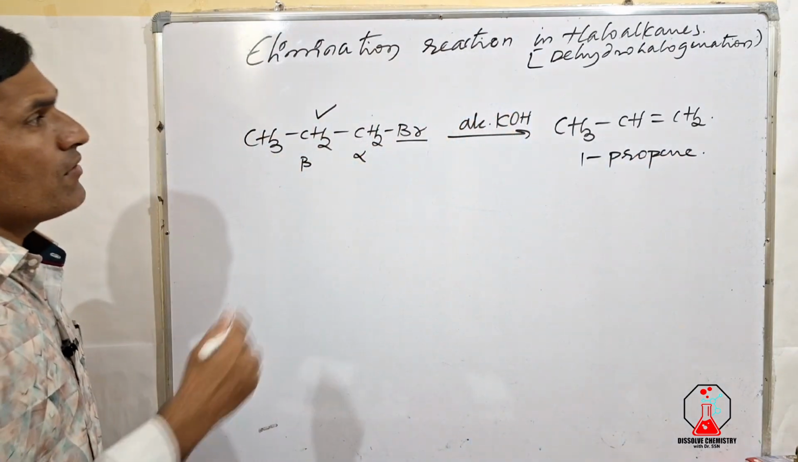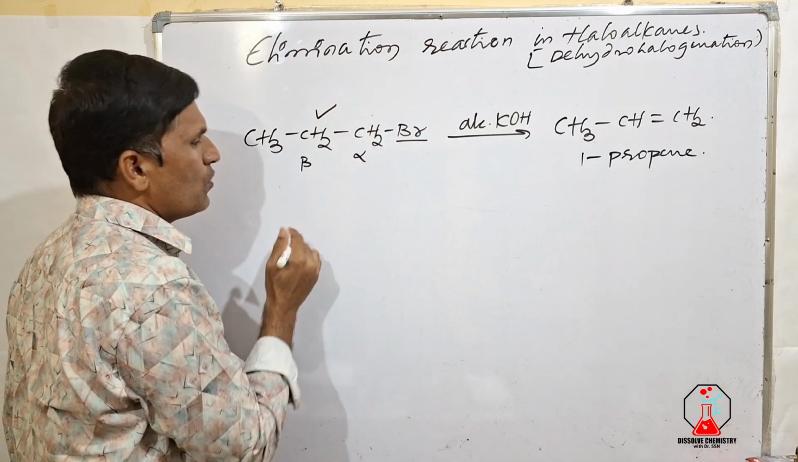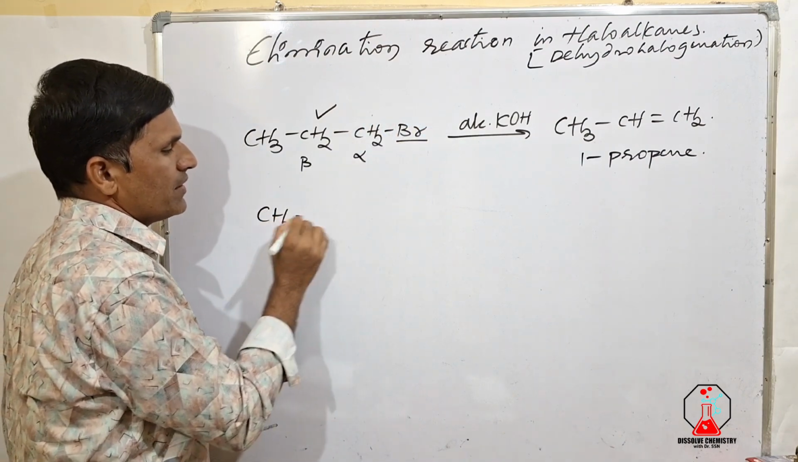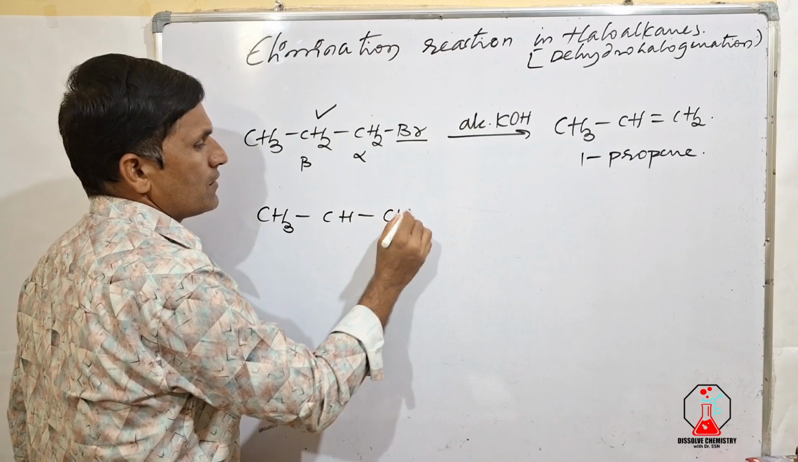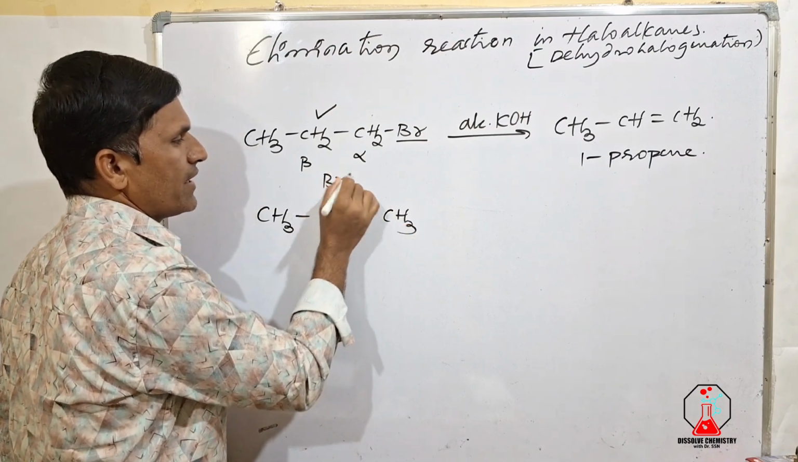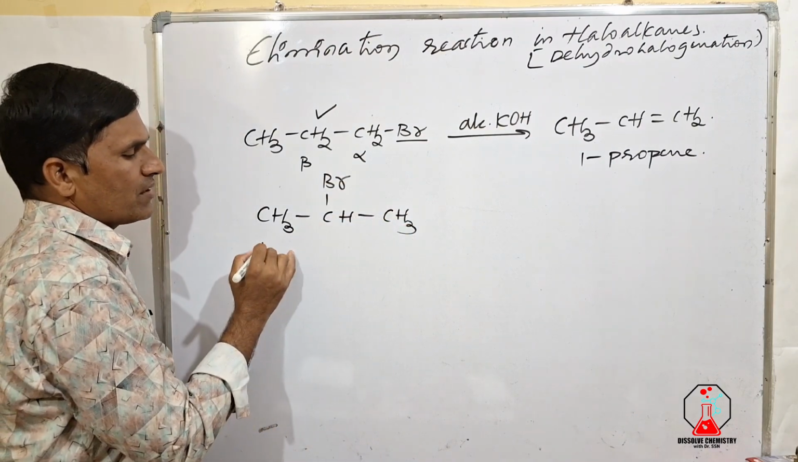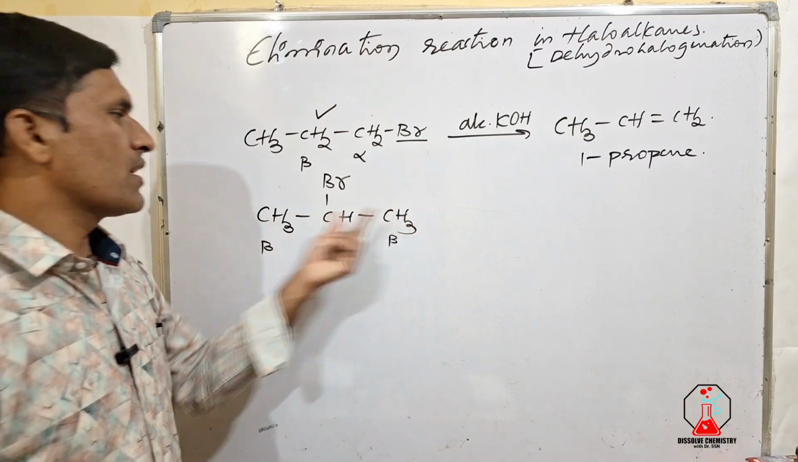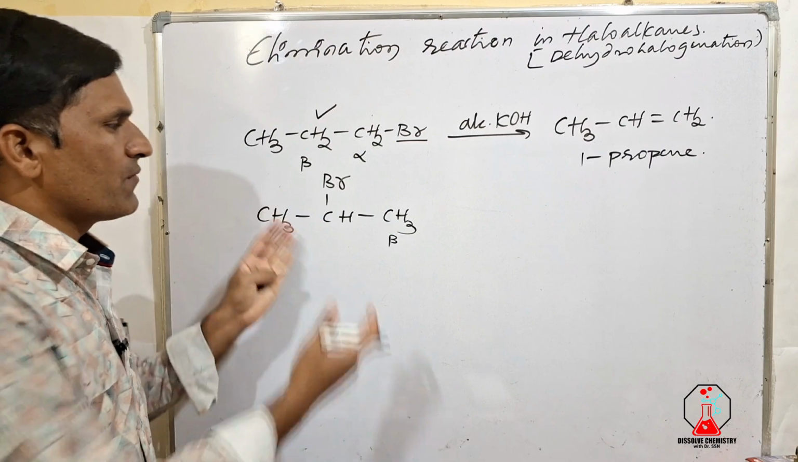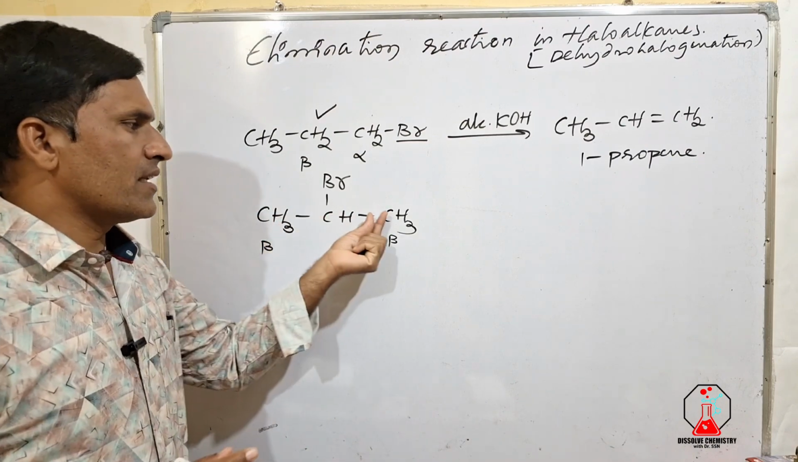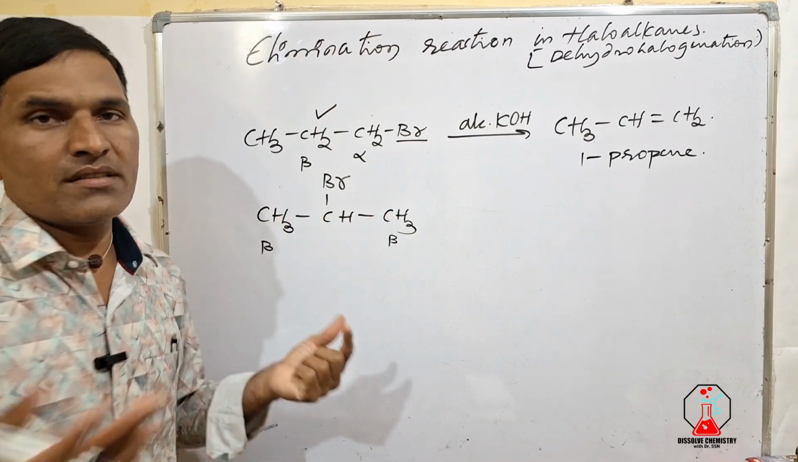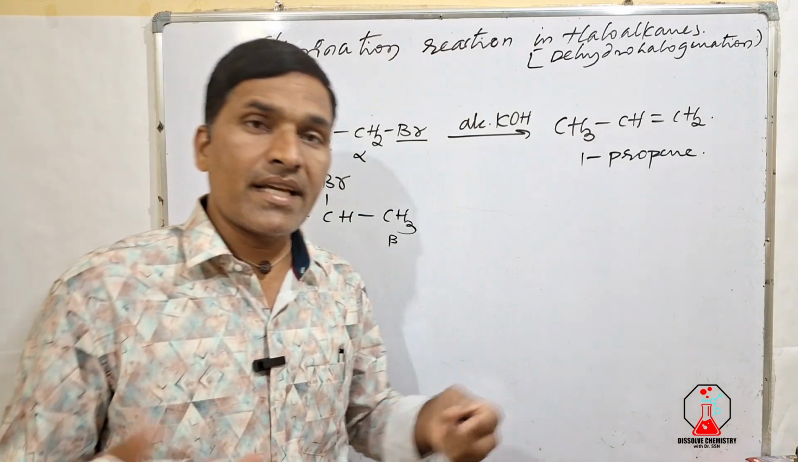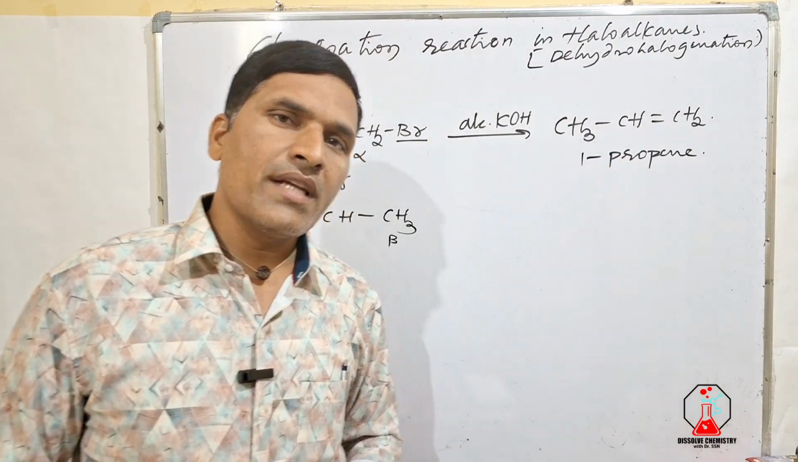Now if the bromo group is, for example, on CH3CHBrCH3, there are two beta carbon atoms, and both contain the same number of hydrogen atoms, so it is symmetrical. Whether it abstracts from this carbon or that carbon, it doesn't make any difference. You end up once again with propene as the product.